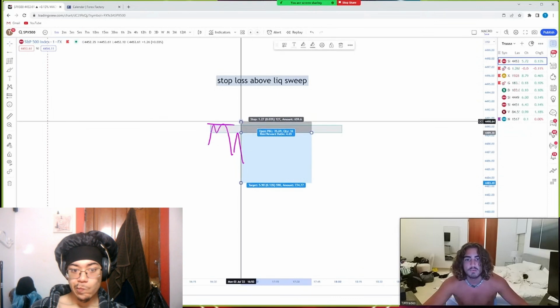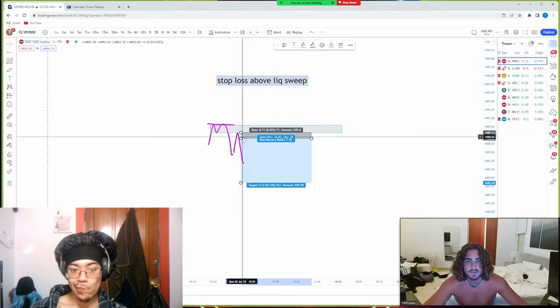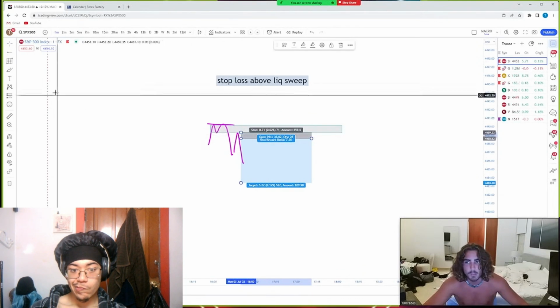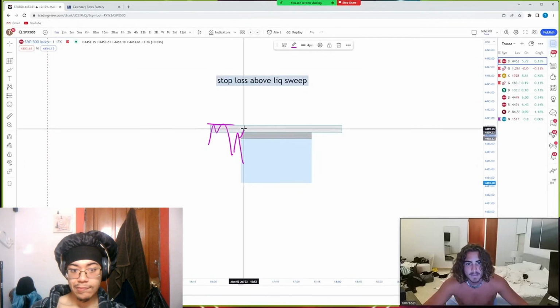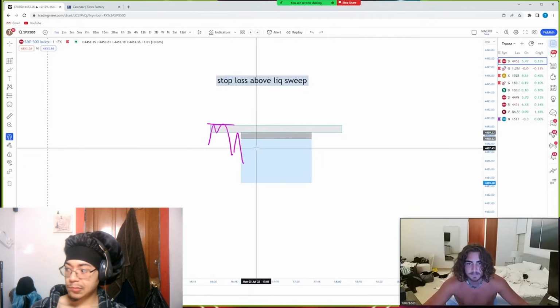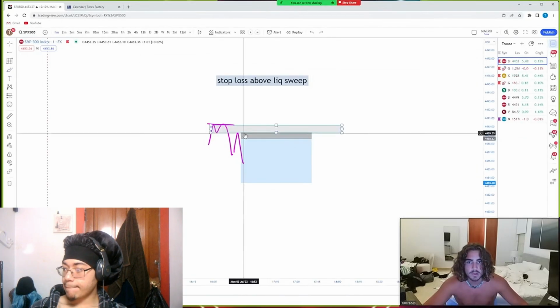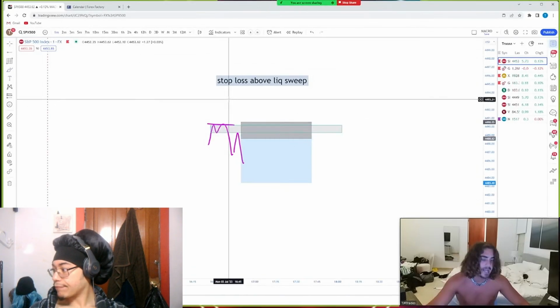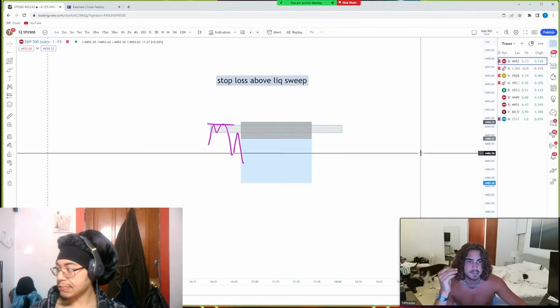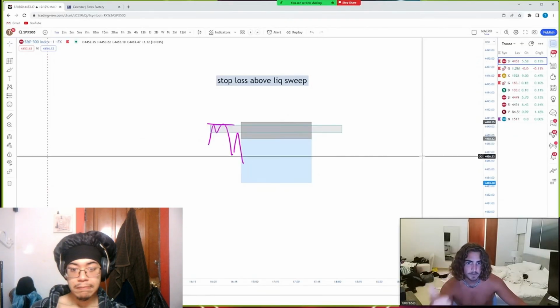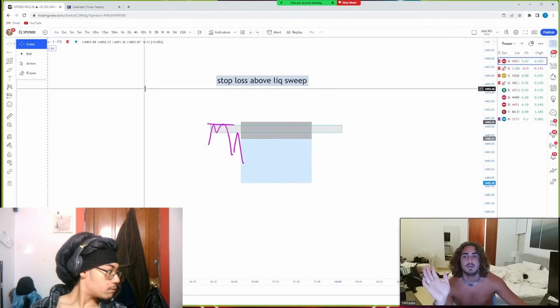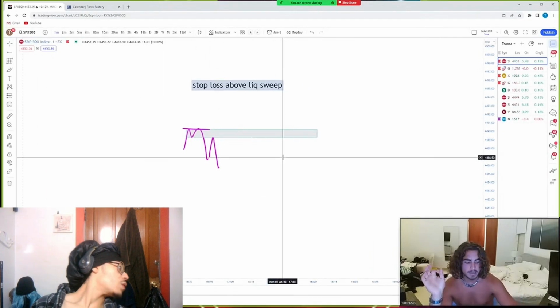It should not be right above this high. Let's say you enter off of this, it should not be right above this high. Why? Because price could easily come back a little bit higher and then come back down. You want your stop above the liquidity sweep because that's where the trade would be invalidated for us. Cool? Moving forward, what are some exceptions?